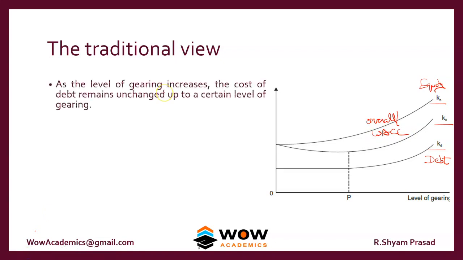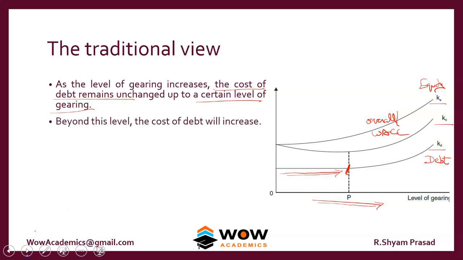As the level of gearing increases, so this is the level of gearing. As the level of gearing increases, the cost of debt remains unchanged. See, the cost is not increasing at all. It's very stable. So as the level of gearing increases, the cost remains the same up to a certain level of gearing. Beyond this level, the cost of debt will increase. So beyond this level, the cost of debt is actually increasing. So up to a point it's constant. Beyond that point of gearing, the cost of debt rises.